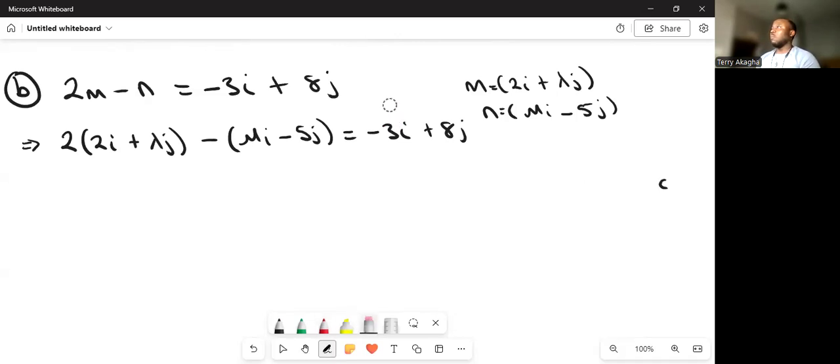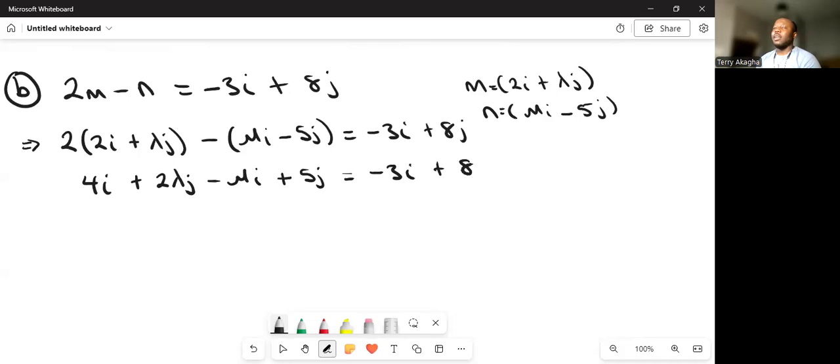So you're going to do the same thing here. So 2 times 2i gives you 4i, plus the other one is going to give you 2 lambda j, because 2 times lambda j. Minus times mu is going to give you minus mu i, minus times minus 5j is going to give you plus 5j, and that will be equal to minus 3i plus what? 8j.